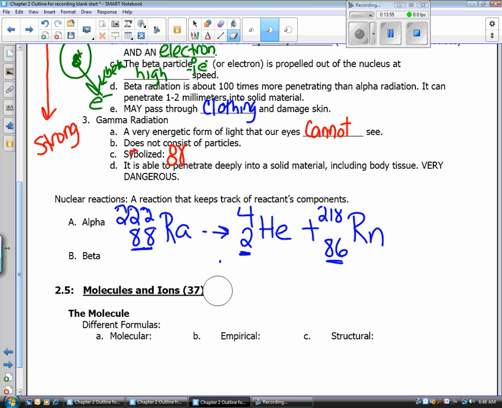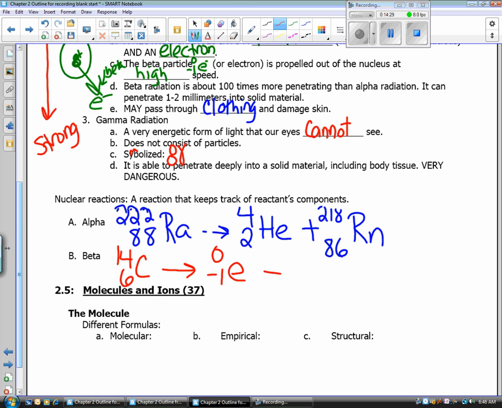Do the same thing down here for my beta radiation. Get this out of the way so I get myself a few extra inches. Let's say we start with carbon. Carbon 14 now. Like I said, the mass on the periodic table isn't going to match this. So it's carbon 14. It gets its name because of its mass. The atomic number is going to be the same on the periodic table, 6, because it is carbon. Now we're going to go beta radiation. So the first thing I'm going to write is my beta particle, 0, -1, e.